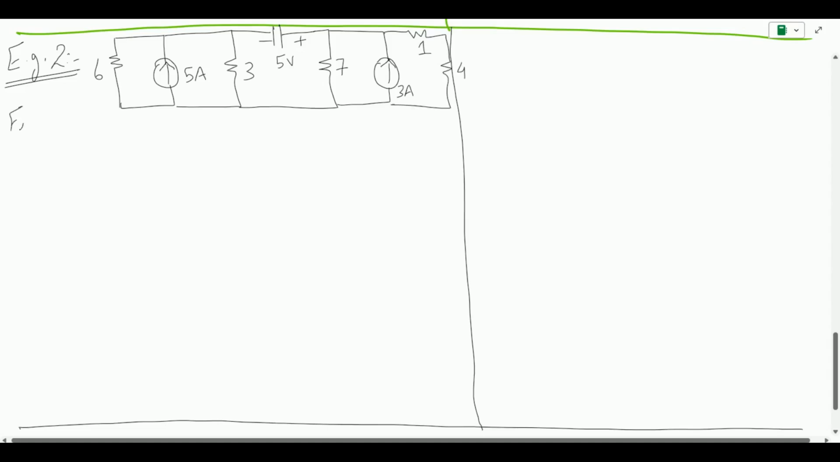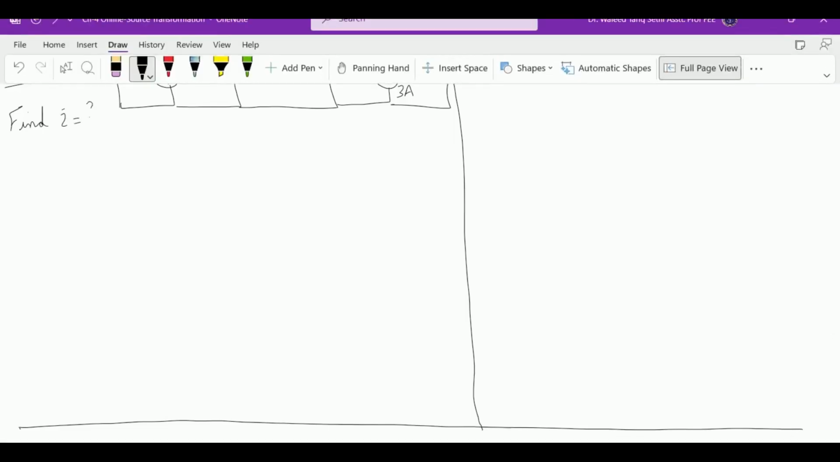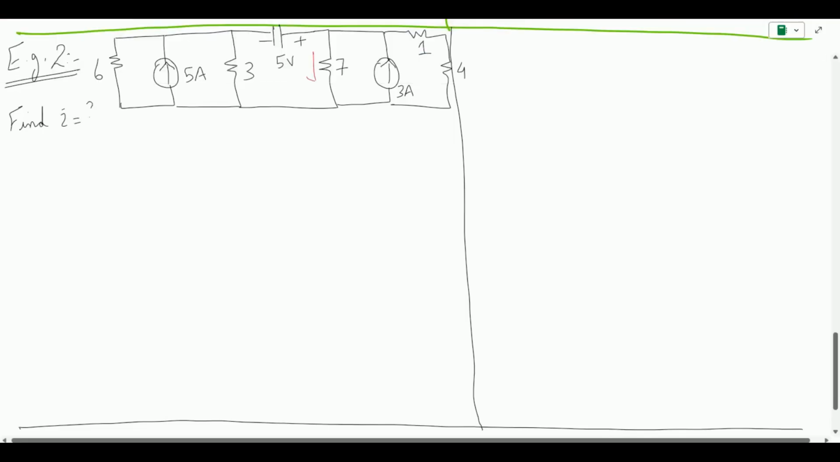And I have been asked, let us say, to find the current I, where the current is flowing through the 7 ohm resistor, which is over here. So this is the unknown current that we need to figure out. Let us first analyze the circuit and see which elements can be changed, combined together, or simplified.